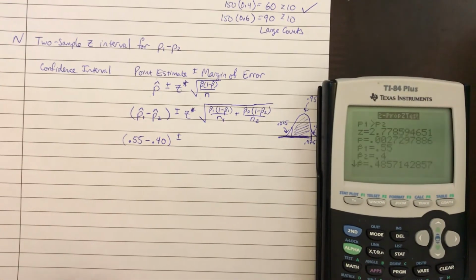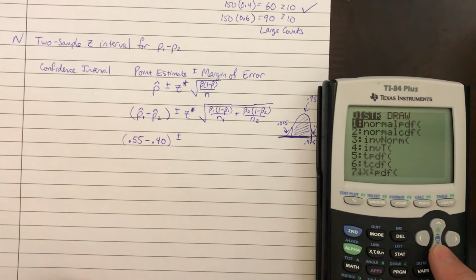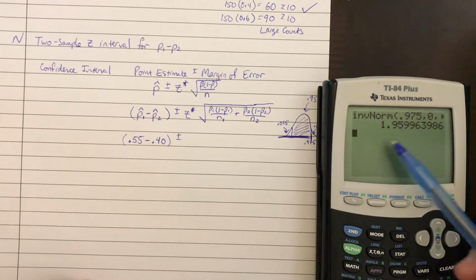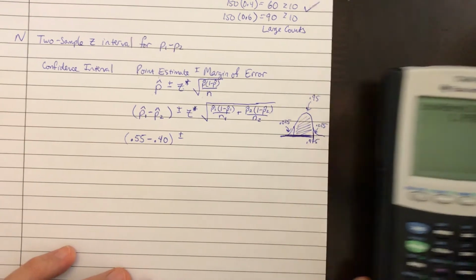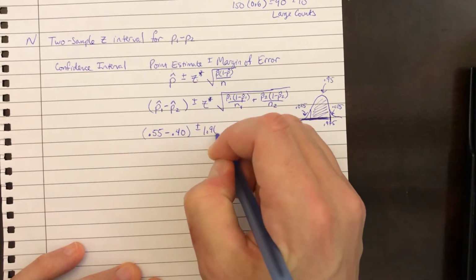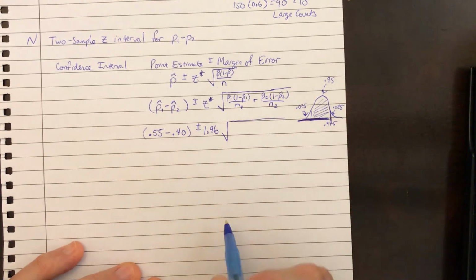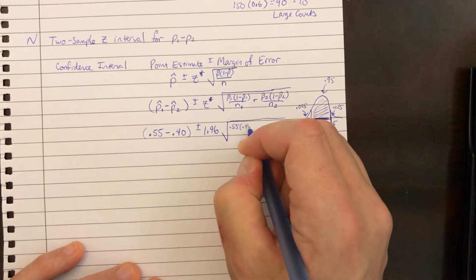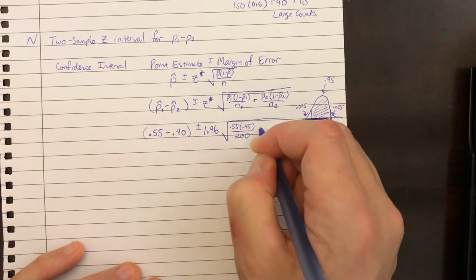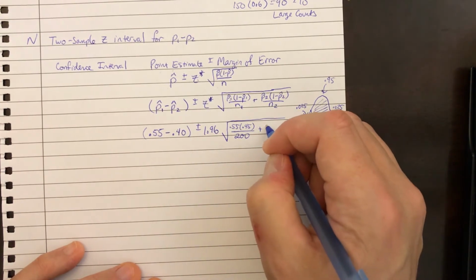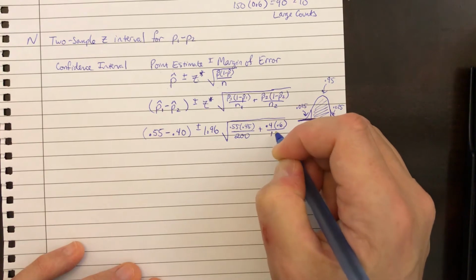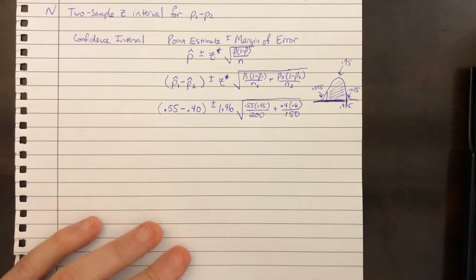So I'm going to do an inverse norm where the area is 0.975, the mean is 0, standard deviation 1, and we get 1.96. 1.96 is the z critical value, times the square root. The sample proportion for females was 0.55, 1 minus that is 0.45, and there were 200 females. And then for the males, it was 0.4, 1 minus that is 0.6, and there were 150 males. And now this is a calculator problem.